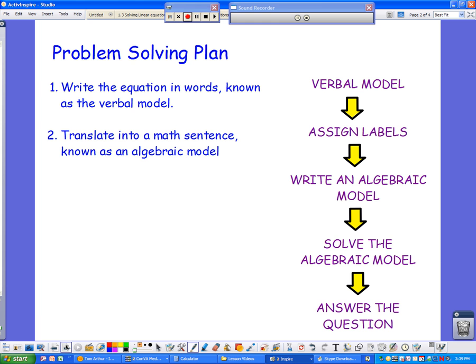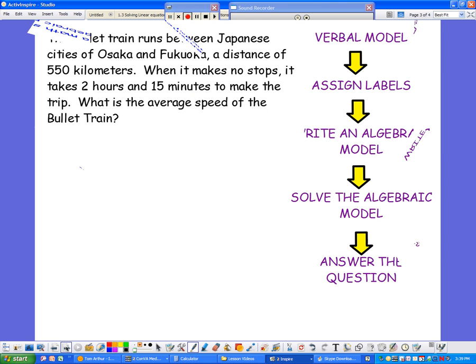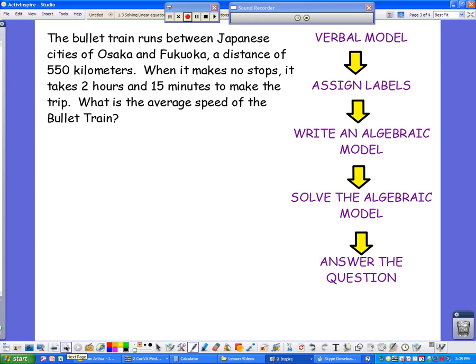So the first problem solving question we have says a bullet train runs between the Japanese cities of Osaka and Fukuoka, a distance of 550 kilometers. When it makes no stops, it takes 2 hours and 15 minutes to make the trip. What's the average speed of the bullet train?